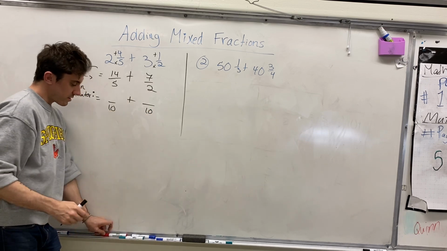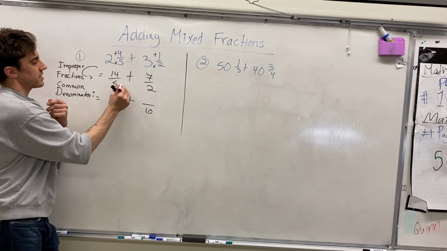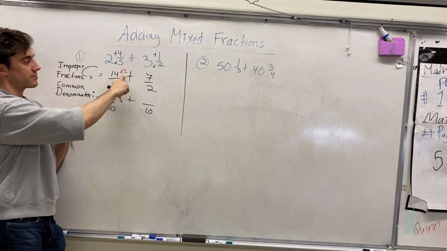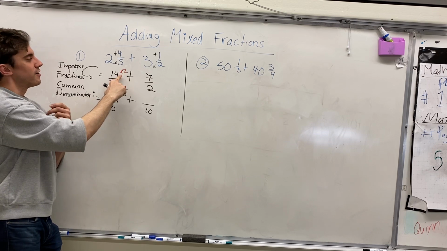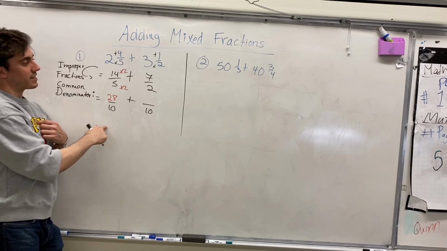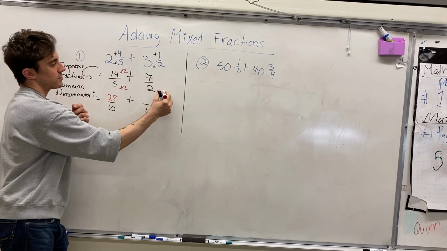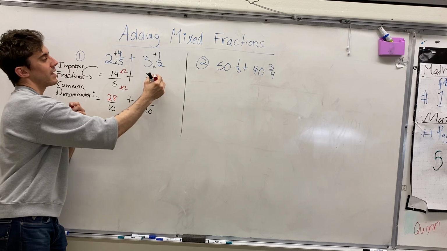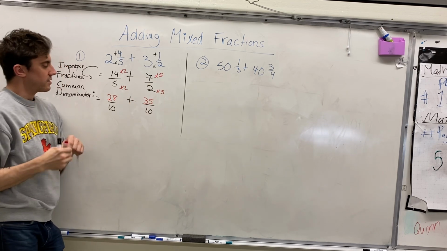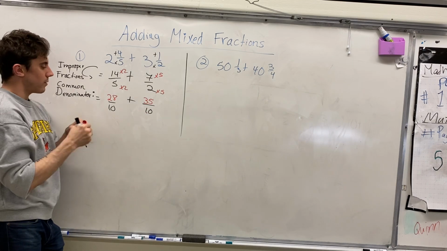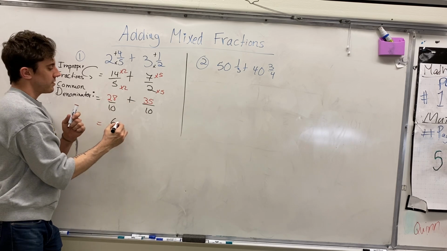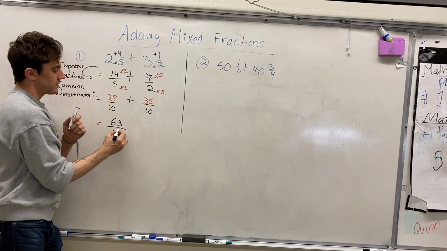And so we think to ourselves, 5 times what brings us to 10? Let's not forget to multiply the numerator by the same factor. This is such an easy mistake to make. 14 times 2 gives an equivalent fraction of 28 tenths. And then likewise, 2 times what? 2 times 5 brings us to 10. And likewise, 7 times 5 in the numerator gives 35 tenths. And now that we have our common denominator, we can go ahead and add our numerators. And so we have 28 plus 35, giving us 63 tenths.